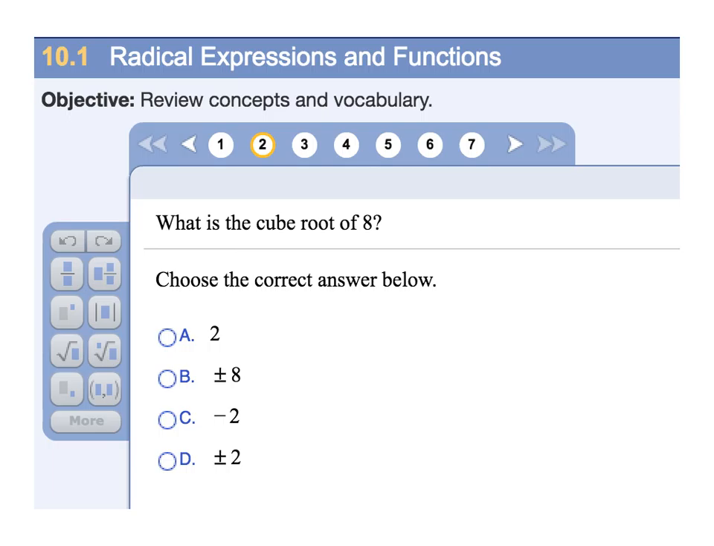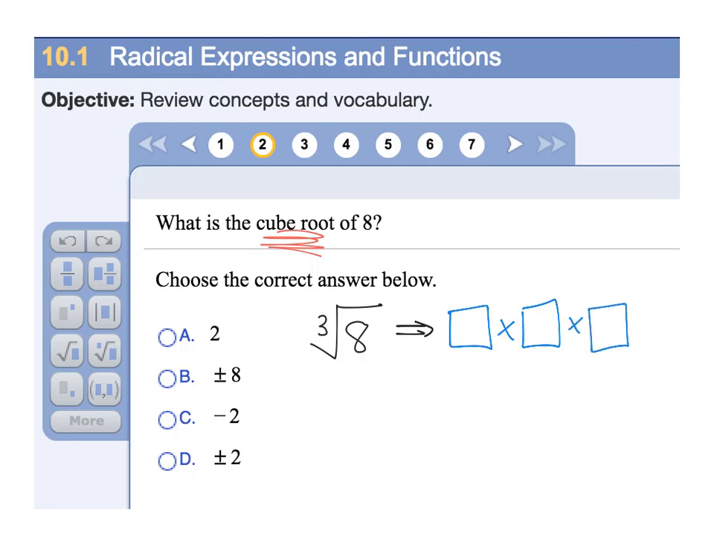Now the cube root, what does the cube root mean? In that case, a cube root means it's the third root of 8. Basically what they're saying for the cube root is what number times itself, times itself again, is equal to 8. Using guess and check, 2 times 2 times 2 is 8, so the answer is 2.